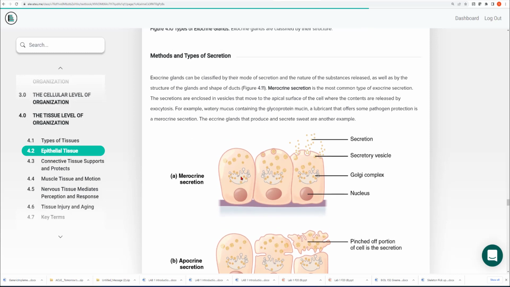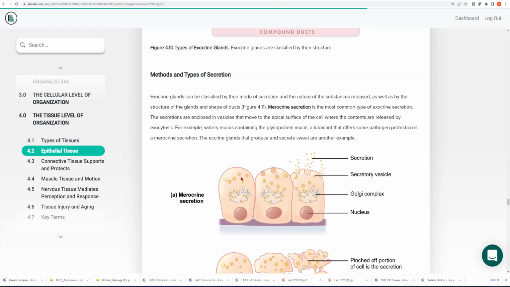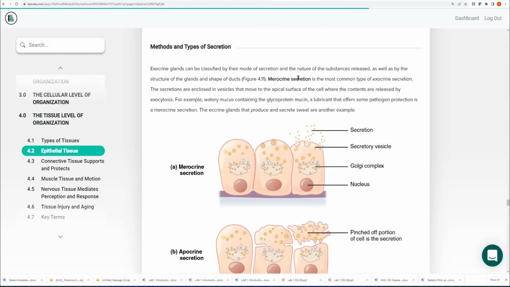What I do want you to focus on, though, are the three different methods by which these exocrine glands release their products. Let me go through these with you. The first type of secretion method is called merocrine. It's the most common type in your body. In merocrine, the epithelial cells release their products by exocytosis. Remember we learned about exocytosis. They're exocytosing their products into the duct. Imagine the duct is right here, and those products are then being released to the outside world. That's merocrine.